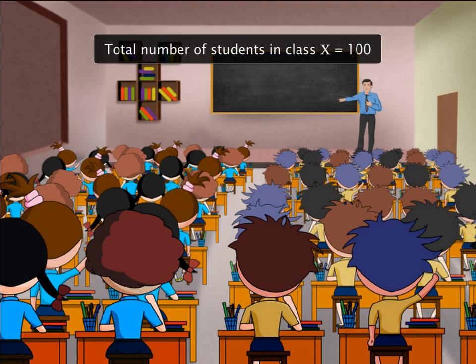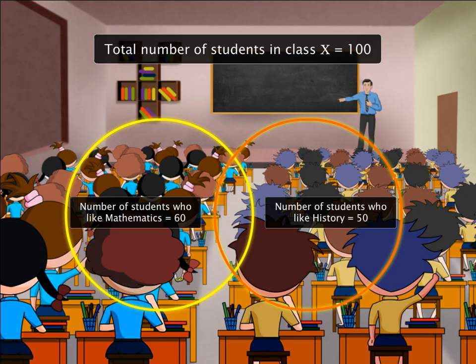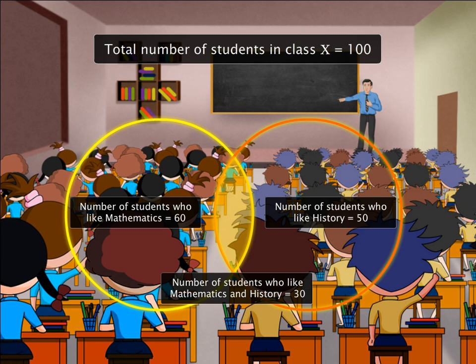Suppose the total number of students in class 10 of your school is 100. 60 students out of these 100 like mathematics, and 50 students like history. 30 students like both maths and history.